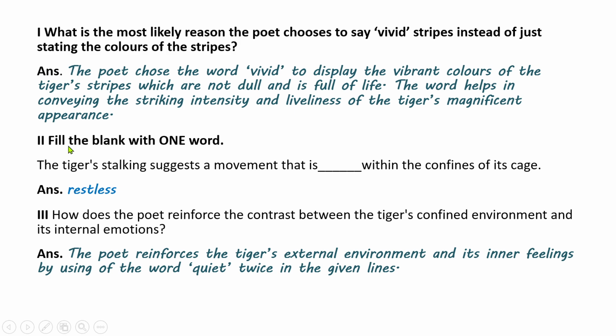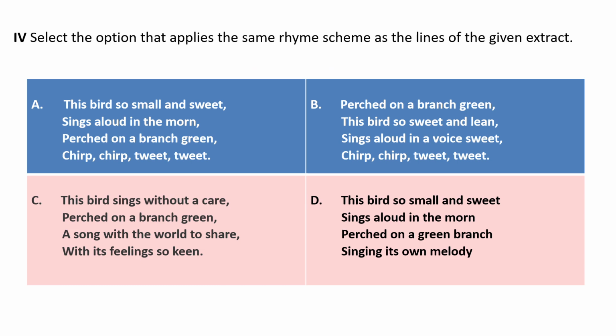Next question, fill in the blanks with one word. The tiger stalking suggests a movement that is restless within the confines of its cage. The answer is restless. How does the poet reinforce the contrast between the tiger's confined environment and its internal emotions? We may say the poet reinforces the contrast between the tiger's external environment and its inner feelings by using the word quiet twice in the given lines.